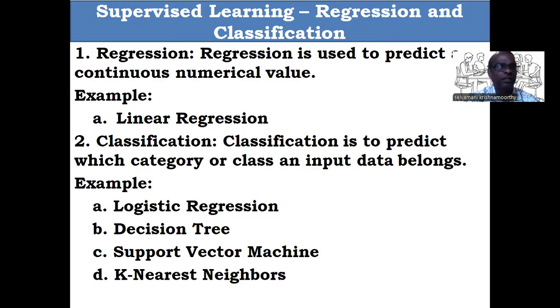The second category is classification. Classification is to predict which category or class an input data belongs to. Example algorithms are logistic regression, decision tree, support vector machine, k nearest neighbor. That means regression means linear regression. Classification means logistic regression, decision tree, support vector machine, k nearest neighbor. In upcoming lessons, let us study one by one. First, let us study linear regression.